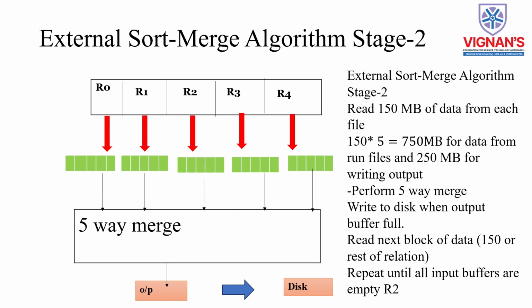So what we are doing is that from every run file that has been generated, we are going to read some part. Assume that here 150 megabits has been read from each file, so total data available is 750, whereas 250 is blank or is available for writing the output.